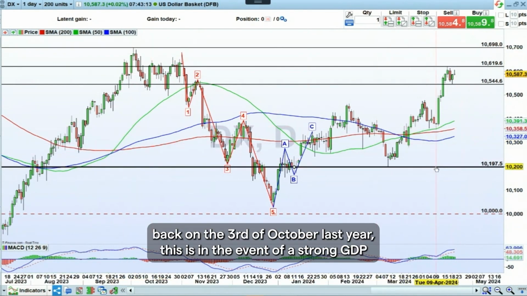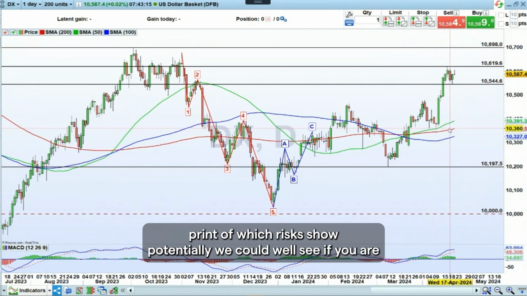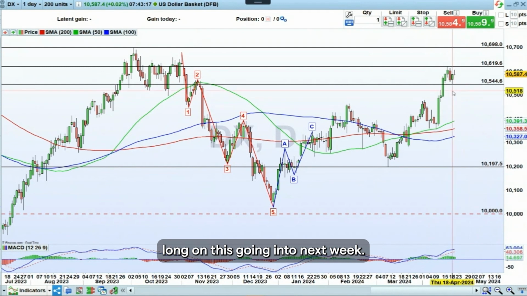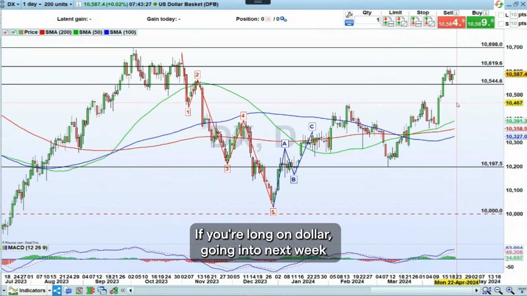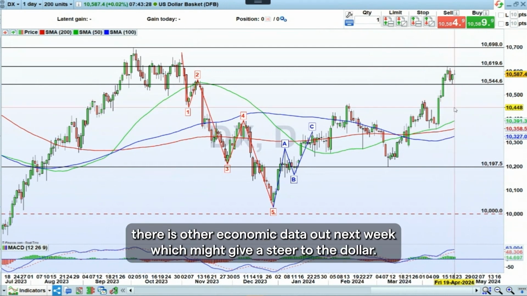This is in the event of a strong GDP print, of which risks show potentially we could well see. If you are long on this going into next week, stop goes in this area down here. I would suggest your stop loss below the 105 level. If you're long on dollar going into next week, there is other economic data out next week which might give a steer to the dollar.